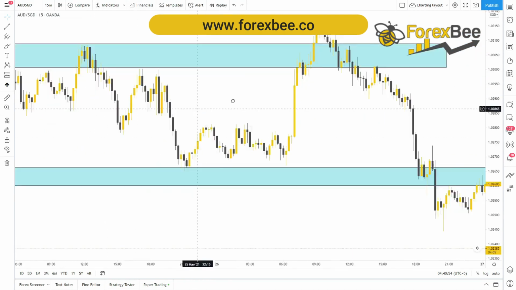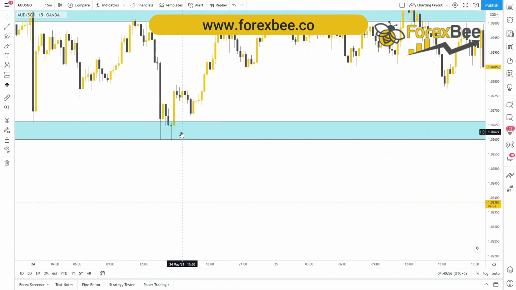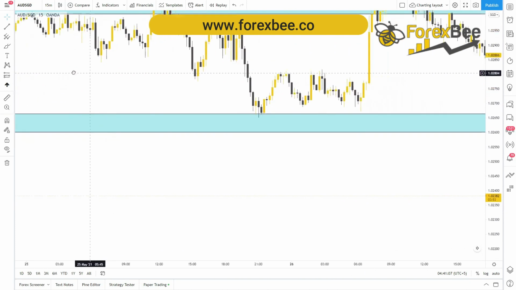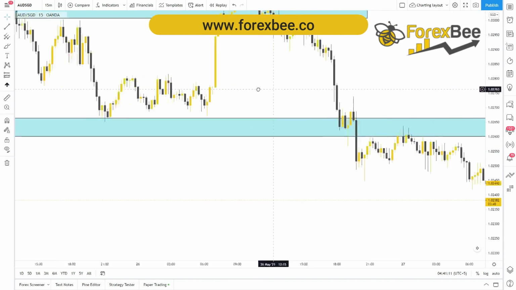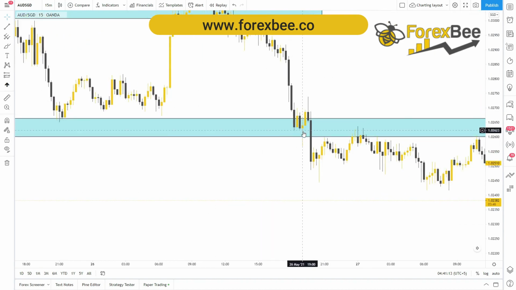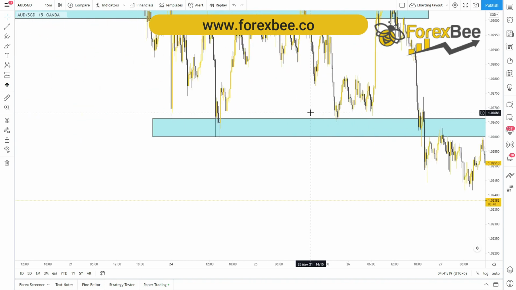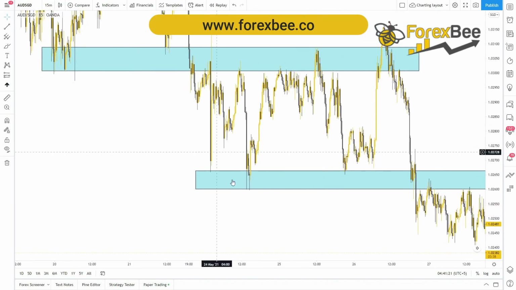In a similar way, we can see here at the support zone, the price came down, touched the support zone and then bounced back. Here it's coming down and bouncing again, and here as well it comes down and bounces back. But here it broke through the support zone. That's the main difference with support and resistance zones.